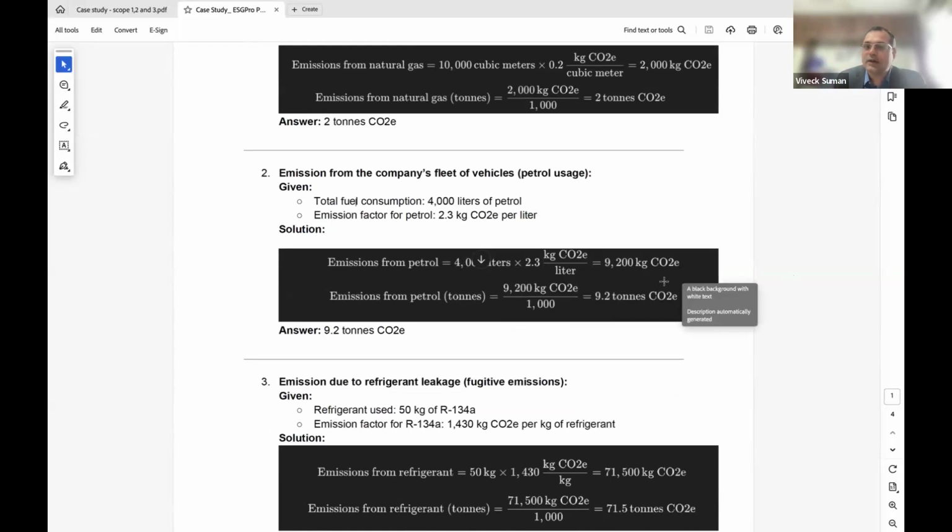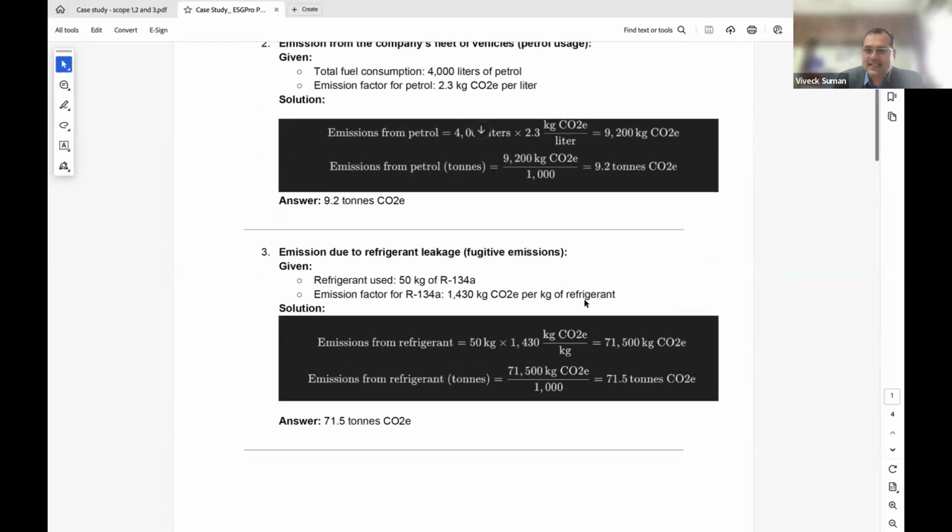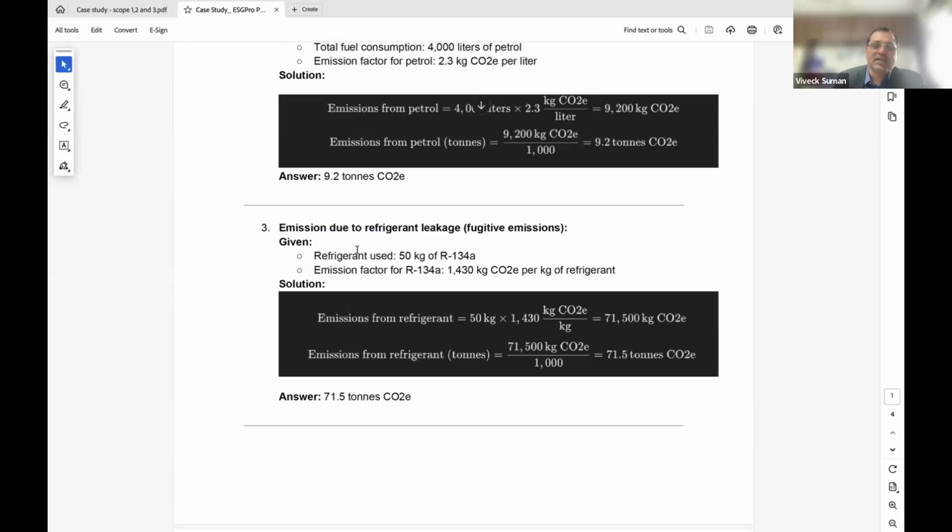Convert that into tons. Again, that's another suggestion. Then comes emission due to refrigerant. 50 kgs already we have that number, and it's a direct number coming from the fire extinguisher, a commonly used fire extinguisher. So we multiply that with the emission factor. You see, emission factor is really large here. That's why the number came very big.